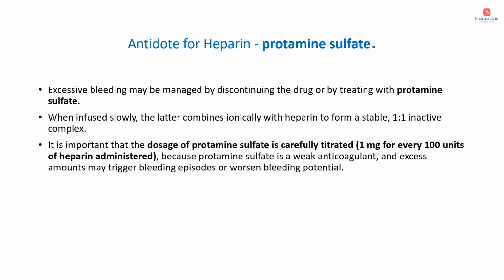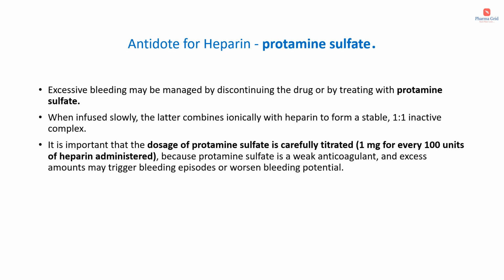Antidote for heparin is protamine sulphate. Excessive bleeding may be managed by discontinuing the drug or by treating with protamine sulphate. When infused slowly, the latter combines ionically with heparin to form a stable 1:1 inactive complex. It is important that the dosage of protamine sulphate is carefully titrated. That is, 1 mg of protamine sulphate is required for every 100 units of heparin administered. Because protamine sulphate is a weak anticoagulant, excess amounts may trigger bleeding episodes or worsen the bleeding potential.